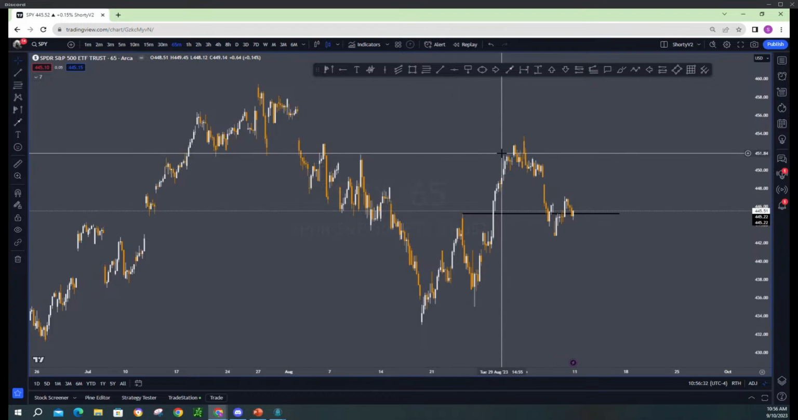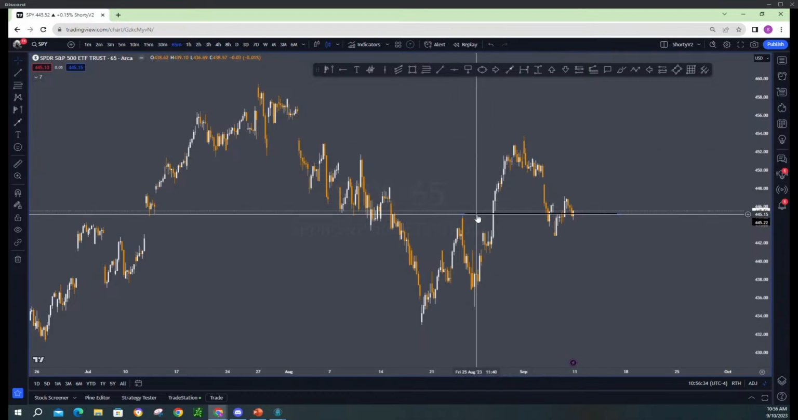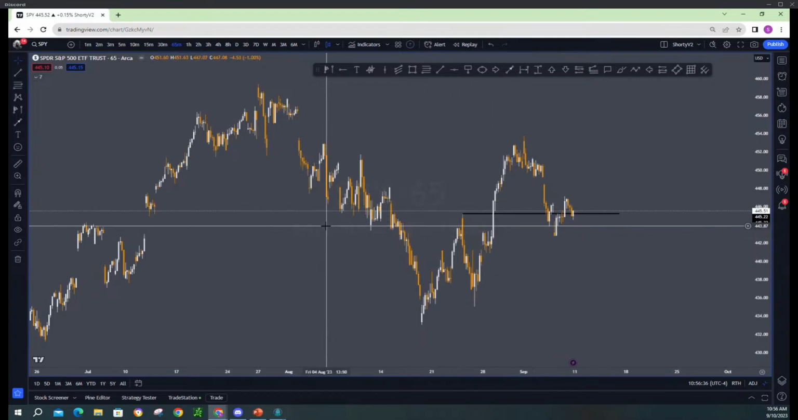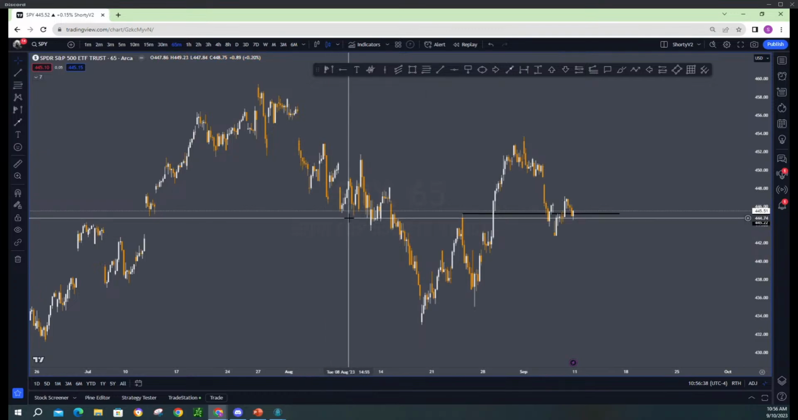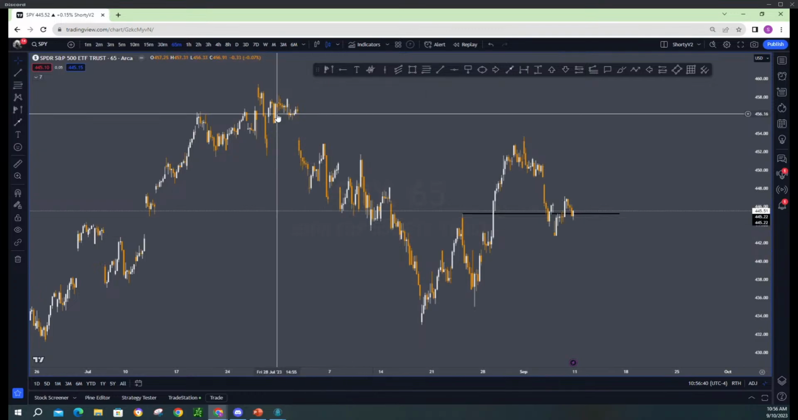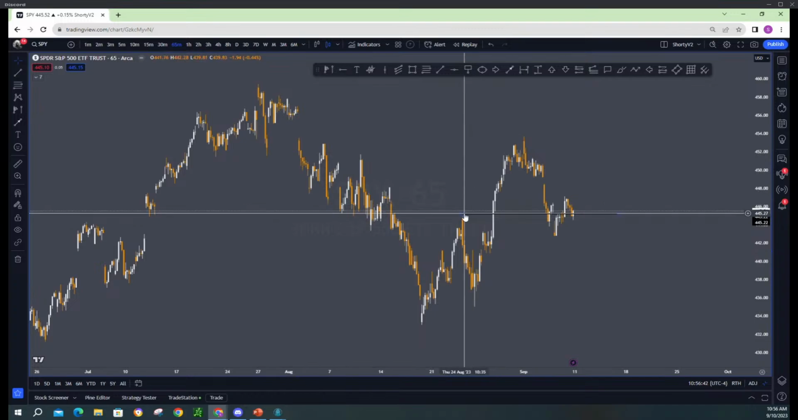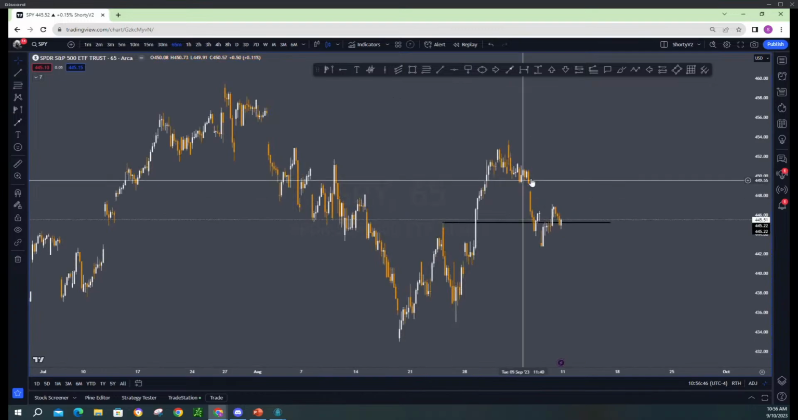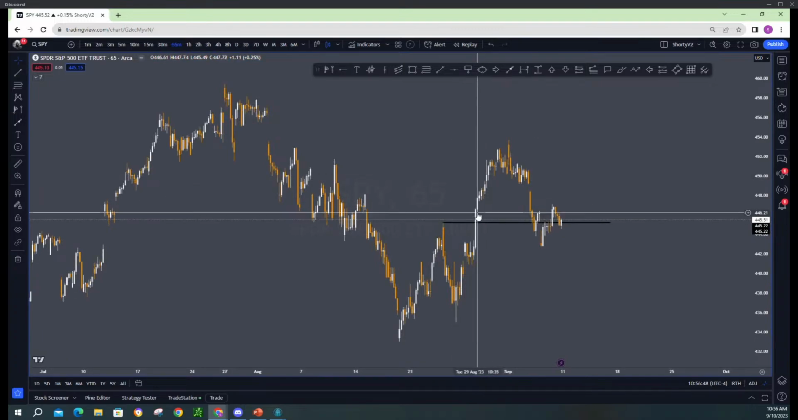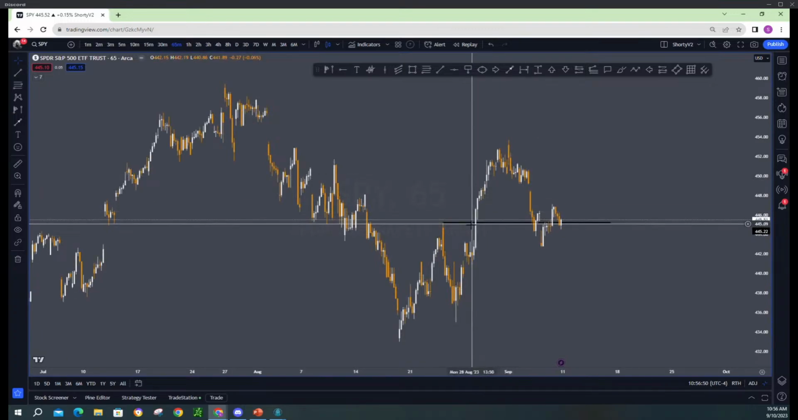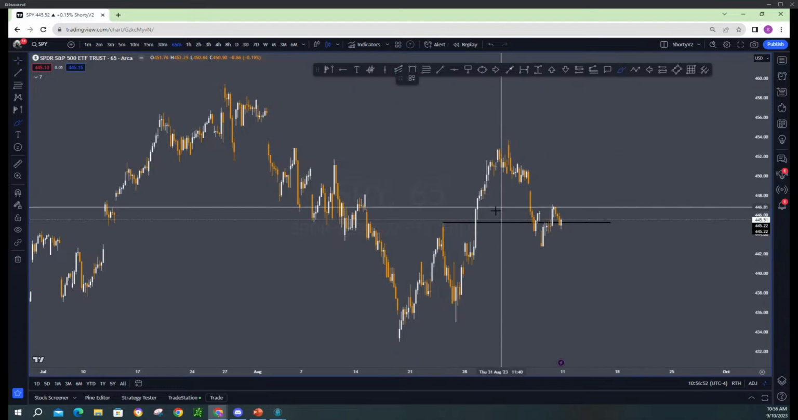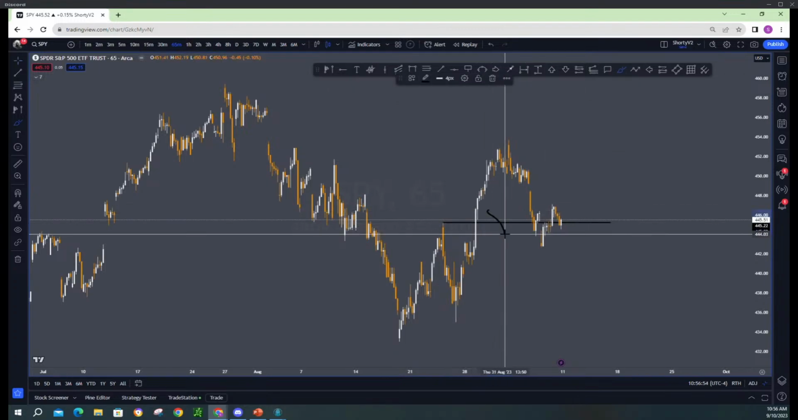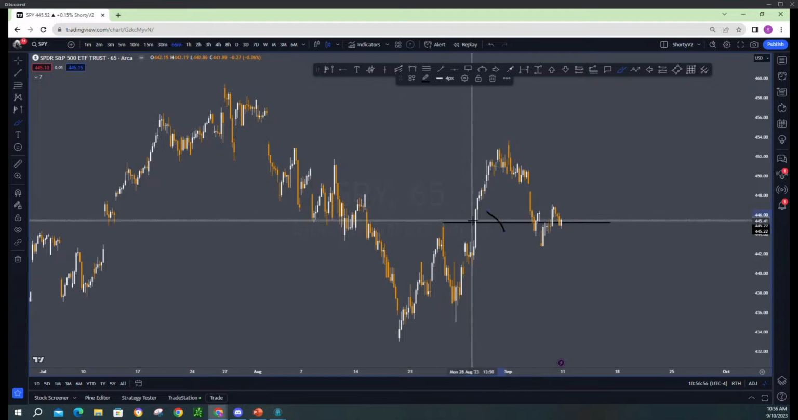Usually we say it's not valid when what happens in change of character? How do we know it's a valid change of character? When it starts making higher highs and higher lows. Yeah, and you want to see a full body close above it. You don't want it to come short, come here, and then reverse back. That's not showing strength. Yeah, that's not valid.